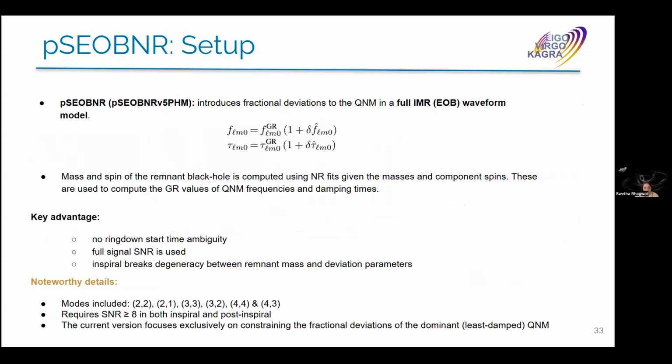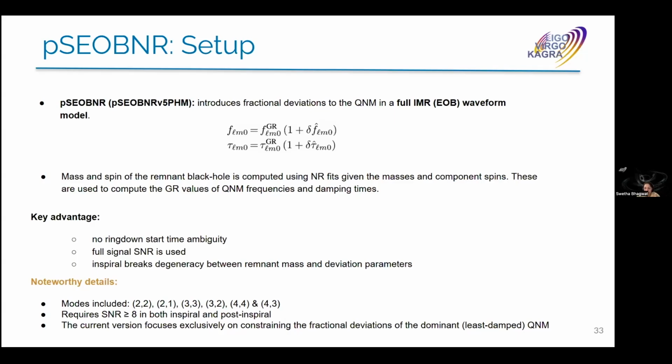Next, we have the pSEOBNR setup. So here, rather than analyzing only the post-merger signal, the analysis introduces a deviation parameter for the dominant mode frequency and damping time directly into a full inspiral-merger-ringdown template. Specifically here, they use pSEOBNRv5PHM. This setup gives 3 advantages. One, there is no start time ambiguity, which is a persistent systematic concern for time domain analysis for ringdown.